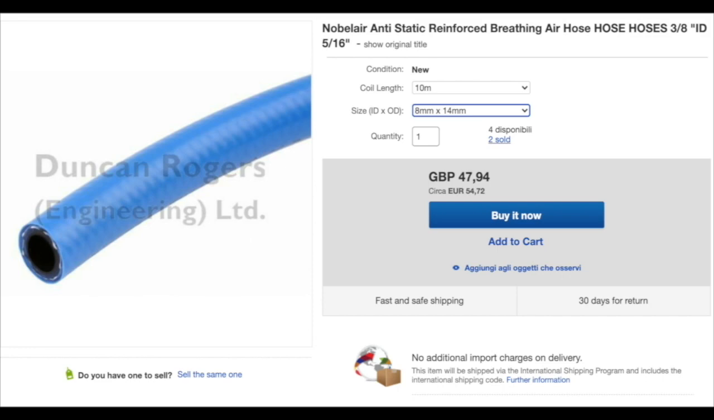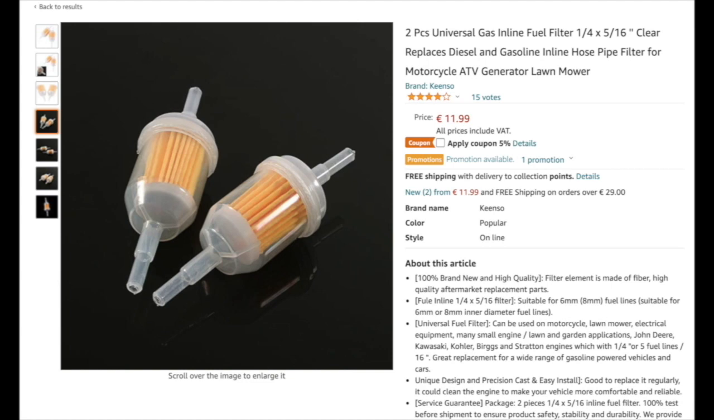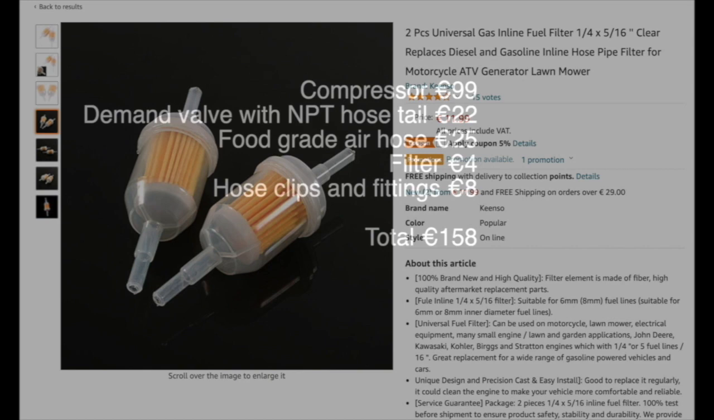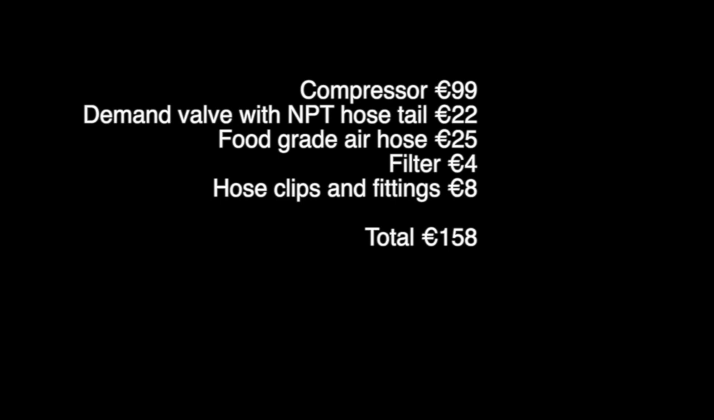So this is the type of fuel filter that we used, and they were 5 microns. We had some on the boat, so we just used those. I think we paid about €4 for them. And then there were the hose clips and fittings, which were €8. So a total of €158. That's the cheapest hookah you're going to get.